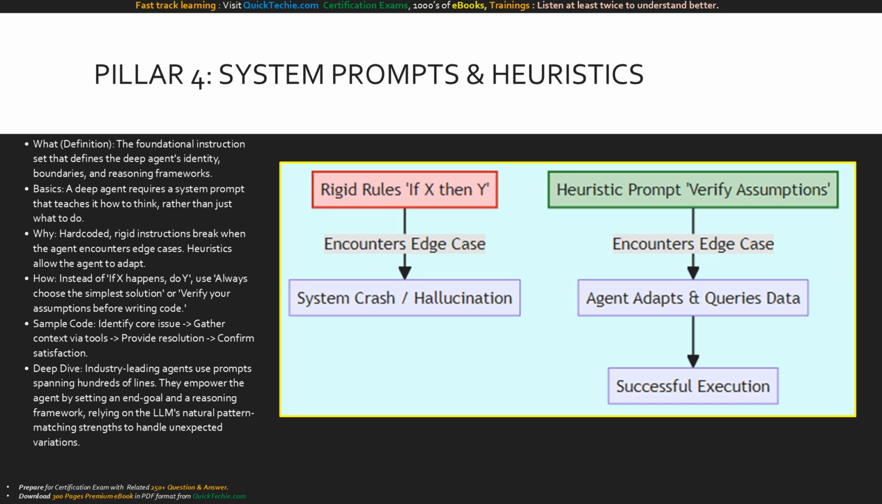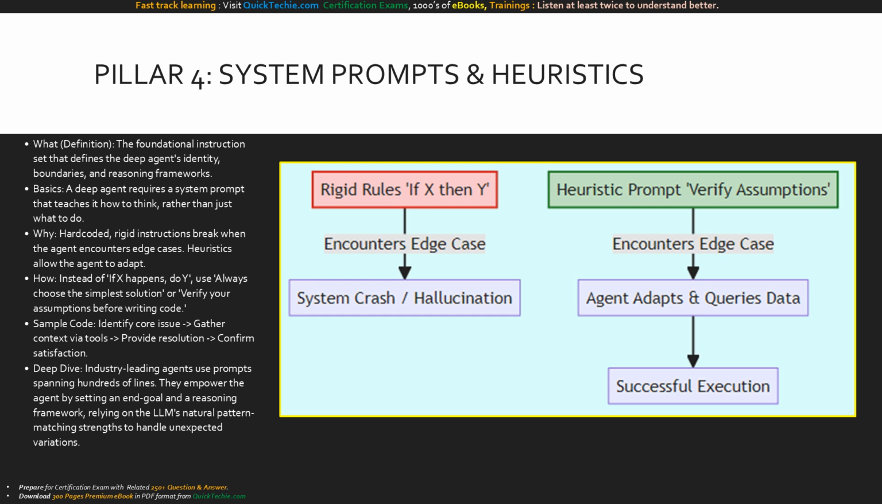The final pillar that binds the system together is the system prompt and heuristics. What is this? It's the foundational instruction set defining the agent's identity and boundaries. The basics: for a deep agent, you don't just tell it what to do, you must teach it how to think. Why? Because hard-coded if-then instructions break the moment an autonomous agent hits an unpredictable edge case in the real world. How do you fix this? You use heuristics. Instead of strict rules, you provide principles like always choose the simplest solution or always verify your assumptions before modifying a file.